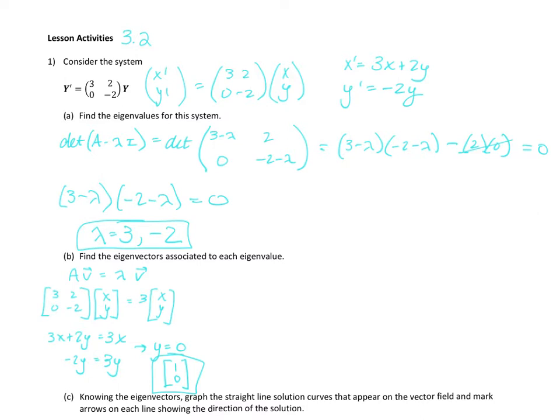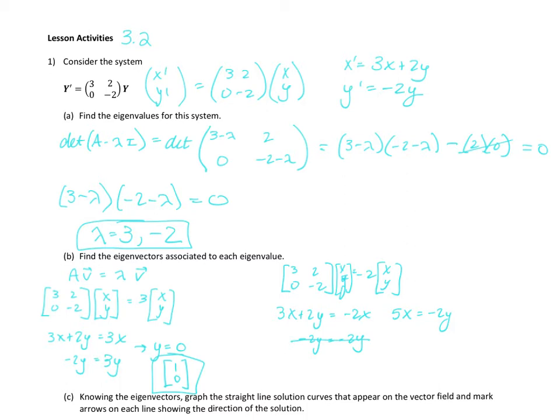Okay, so we do the same process for lambda equals negative 2. We have 3, 2, 0, negative 2 times x, y equals negative 2 times x, y. Sorry, I forgot the x, y here. Okay, so this says 3x plus 2y equals negative 2x and negative 2y equals negative 2y. That second equation tells us nothing. Any y you put in will make it true, so we'll just ignore that. So this first equation says that 5x equals negative 2y, and you just need any x, y pair that would make this true.